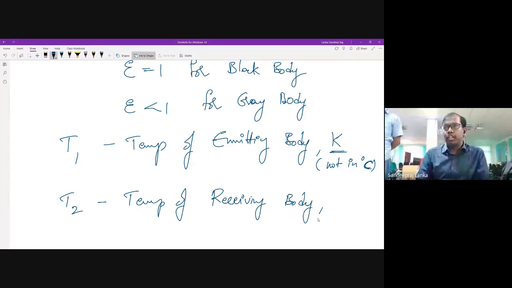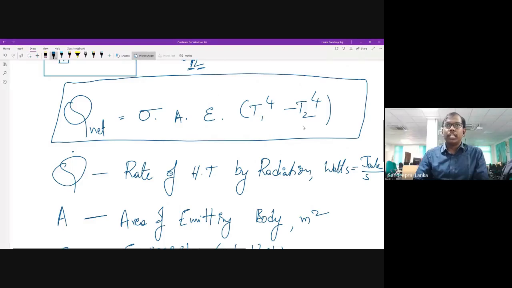Receiving body is also in Kelvin. This is very important. Kindly keep this in mind. It should be measured only in Kelvin. The Kelvin value should be substituted in this equation.